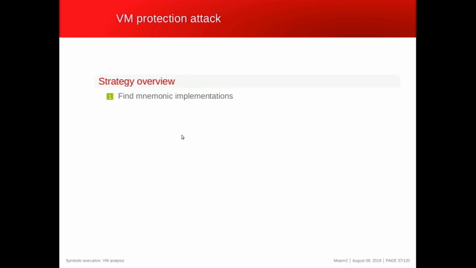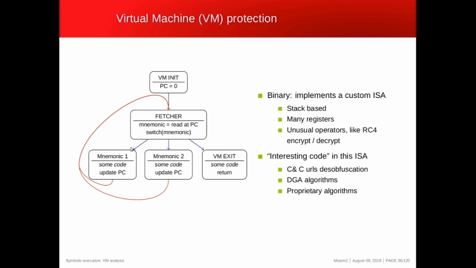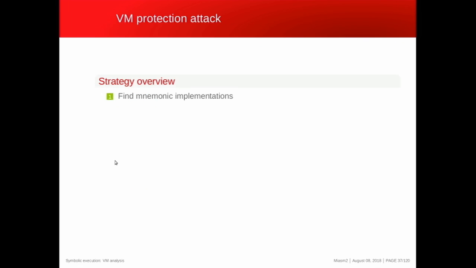Okay. So how do we attack this protection? The first one is to do manual reversing. So we have to find the fetcher here, and we have to find the core mnemonic one and see how the VM is structured and so on.